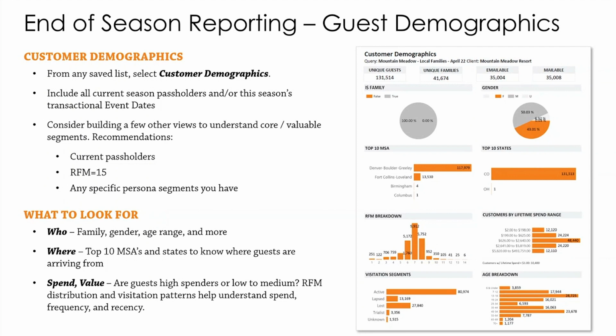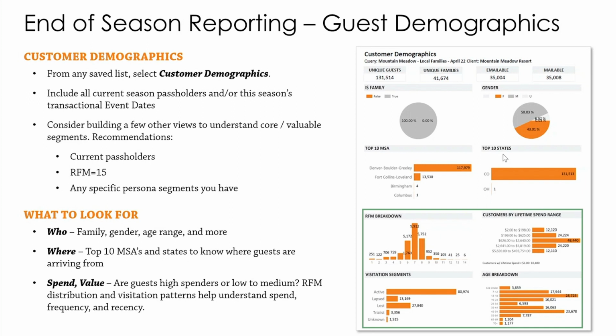What you want to look for in this report, I'll go from top to bottom here. So you can see the number of guests, the number of families. You can see the emailable and mailable counts. You'll also be able to see the percentage of family to non-family and females to males or unknown in gender, so you get a little bit of a feel of who the guest is. You can see where they're from. If there's MSA or state, you'll be able to see up to the top 10 MSAs and states. And then spend and value at the bottom.